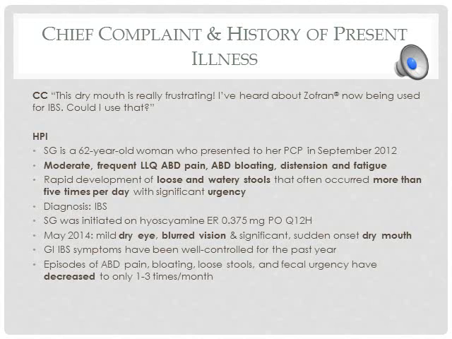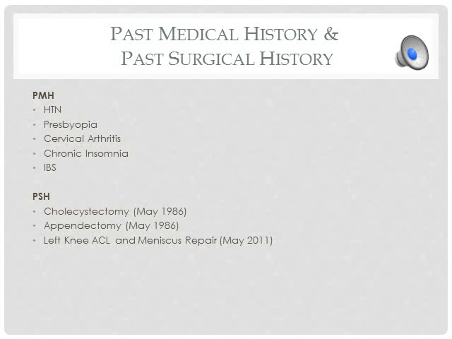SG was initiated on hyoscyamine ER 0.375 milligrams by mouth every 12 hours. In May of 2014, she complained of mild dry eye, blurred vision, and significant sudden onset dry mouth. Her GI IBS symptoms have been well controlled for the past year. Her episodes of abdominal pain, bloating, loose stools, and fecal urgency have decreased to only 1 to 3 times per month. Other important details from her HPI will be discussed throughout the presentation.